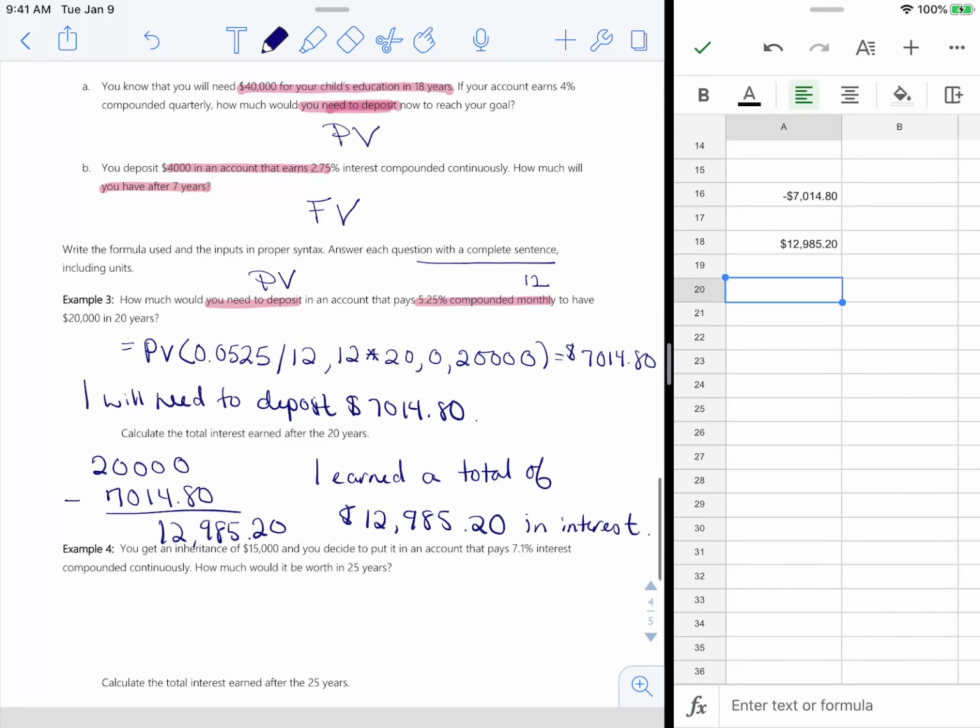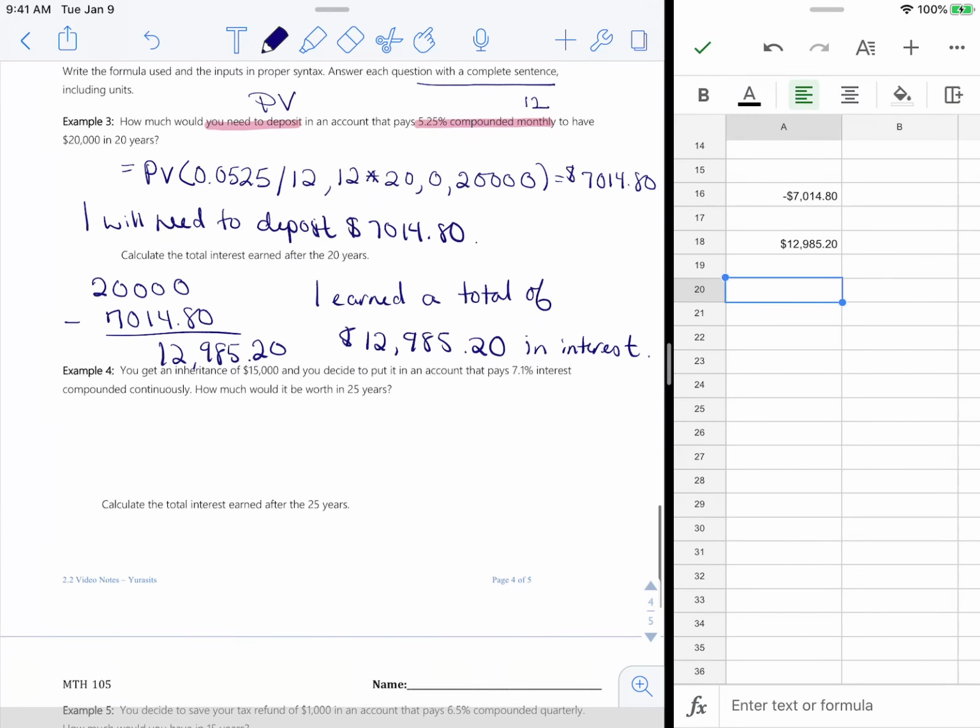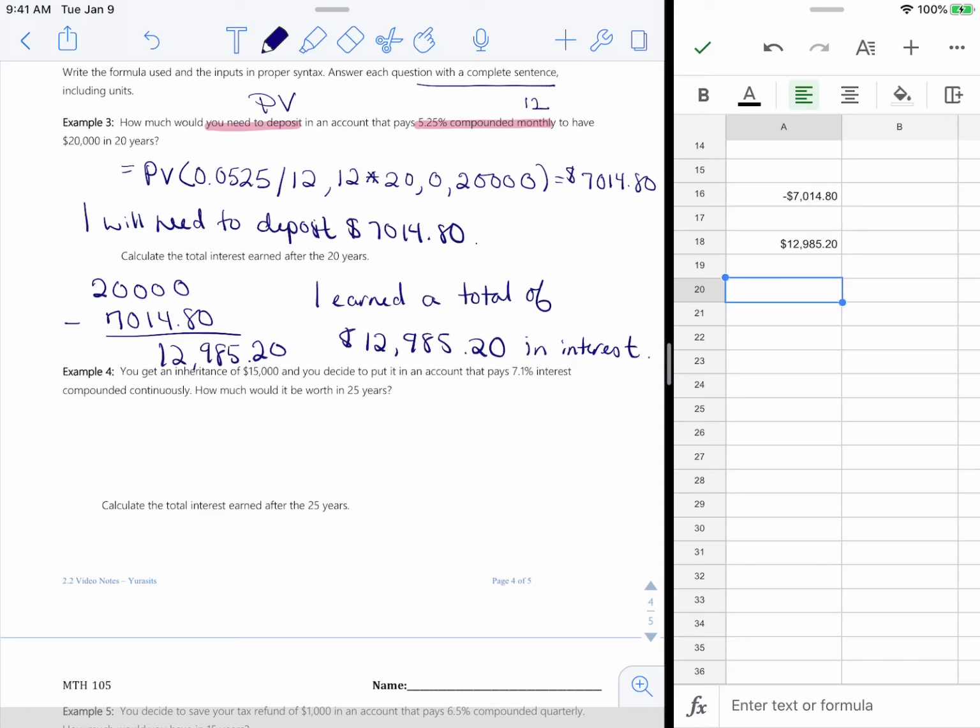Okay. Example 4. You get an inheritance of $15,000 and you decide to put it into an account that pays 7.1% interest compounded continuously. So when I see that, that means I have to think of this EXP business. And then it asks, how much would it be worth in 25 years? So I'm looking to what I'll have in the future, so I know I have to use the FV function. So equals FV. Oh, but wait a minute.